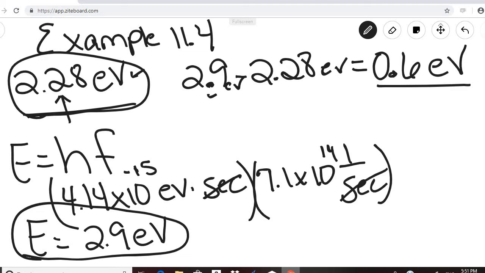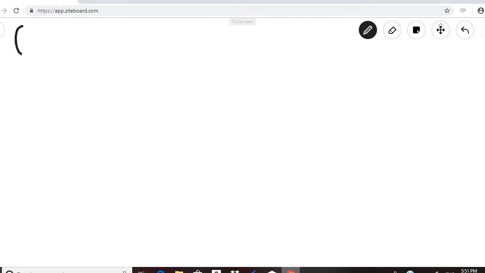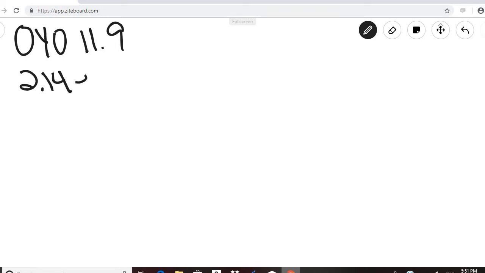Okay, let's do on your own 11.9, 11.10, and then we'll be done with this one. So on your own 11.9. Cesium has a work function of 2.14 electron volts. And we're going to shine a green light that has a wavelength of 501 nanometers.